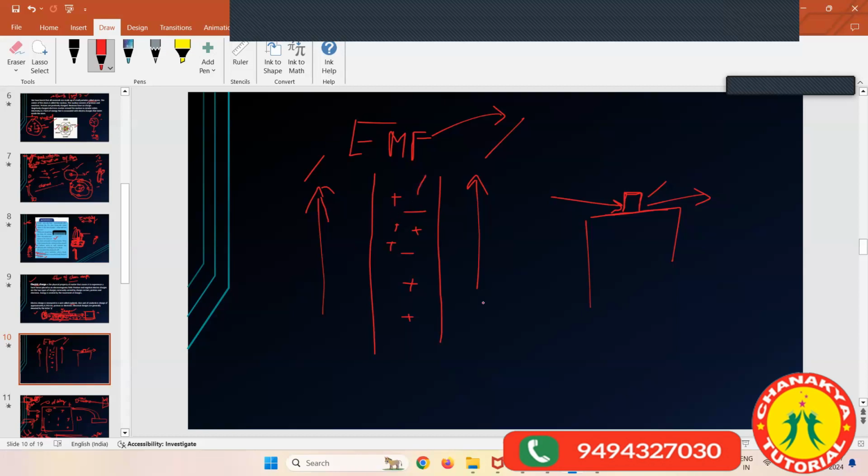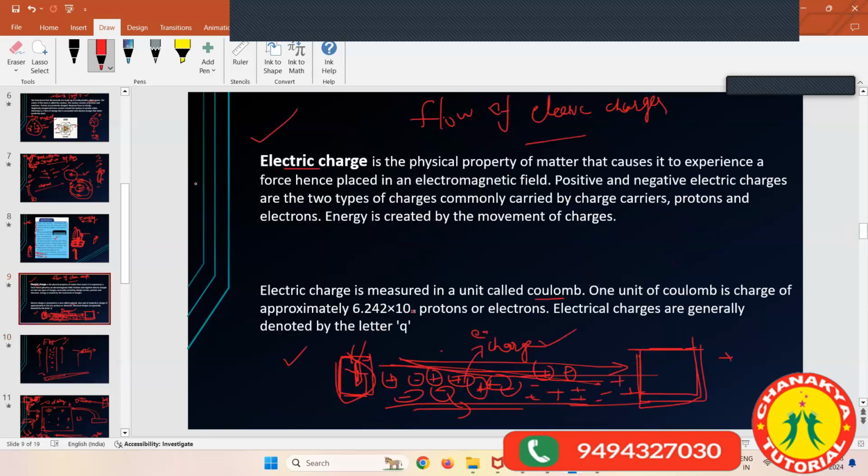So I am just giving you a piece of a conductor, maybe a big conductor. When I have the charges here and I apply some electromagnetic force, EMF, they start moving in the direction of the force. When they start moving, they eventually form electricity. Yes, exactly, this is given in this slide, whatever we discussed now.